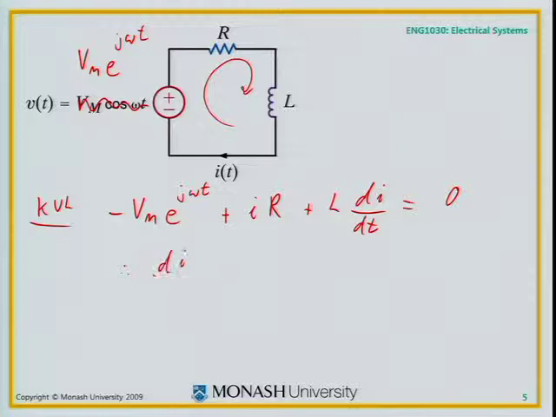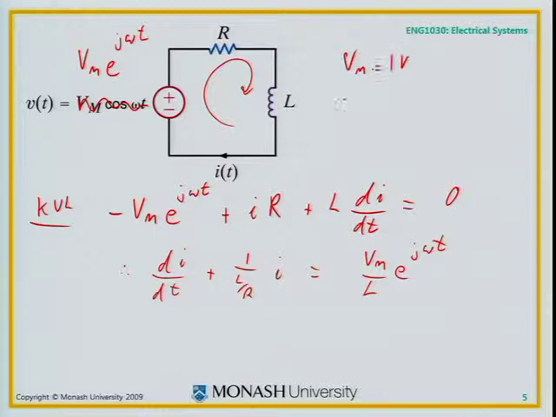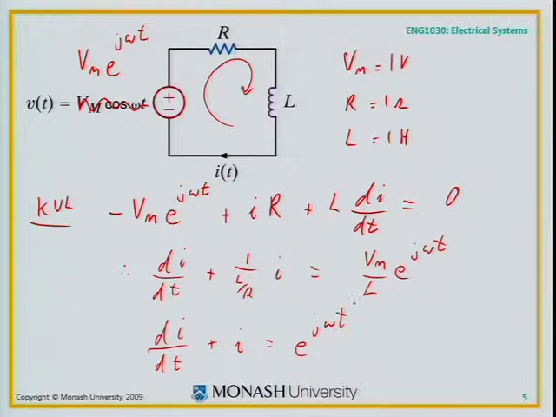Rearranging, the derivative of current with respect to time plus R on L times I equals Vm on L e to the j omega t. Now for the special case you might remember we looked at, just to simplify it a little bit, Vm was 1 volt, R is 1 ohm and L is 1 henry. So if I substitute that in, I get di/dt plus I equals e to the j omega t.